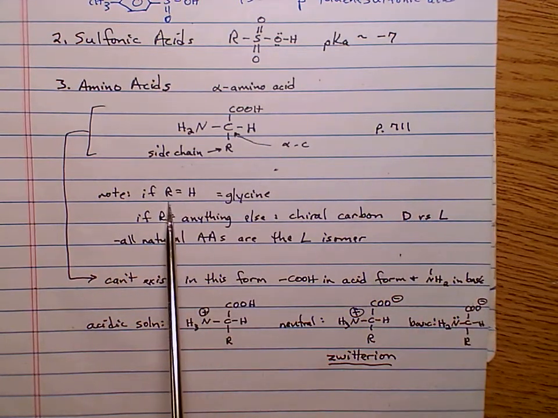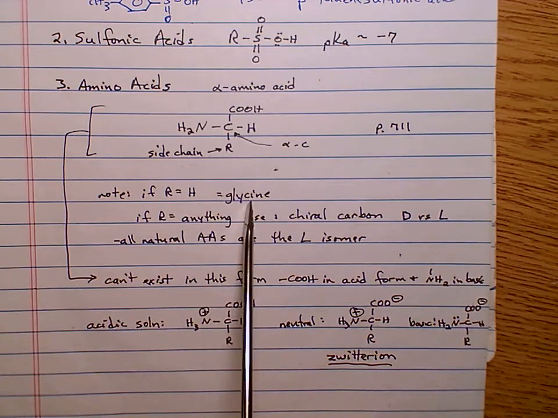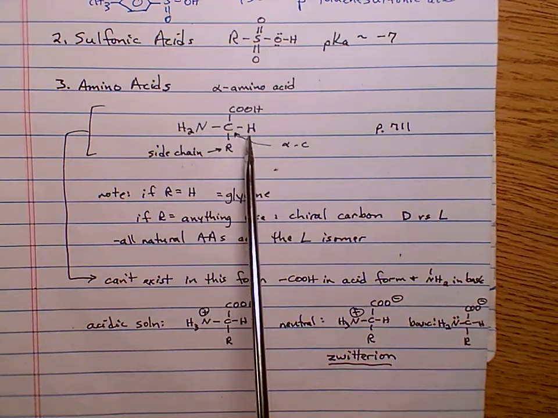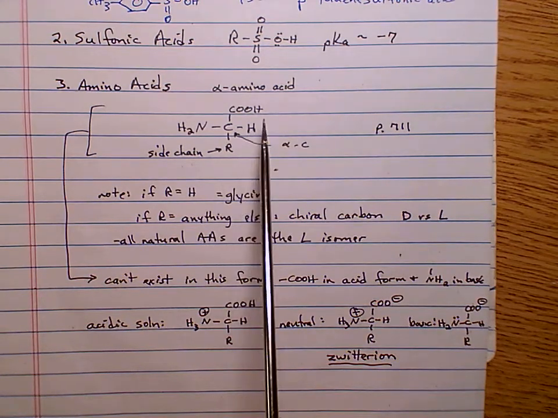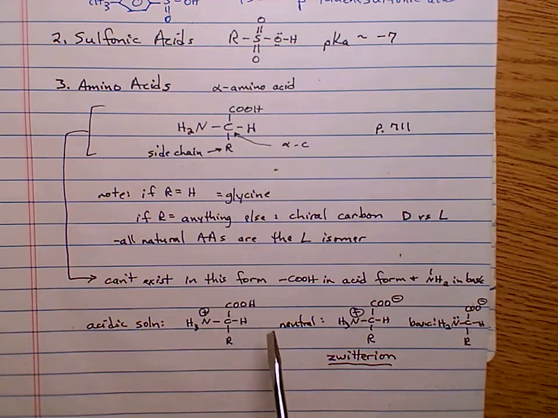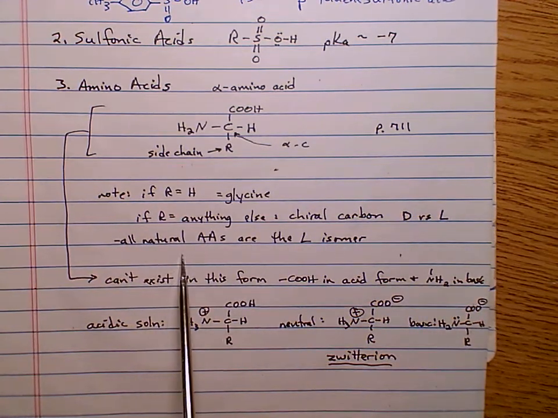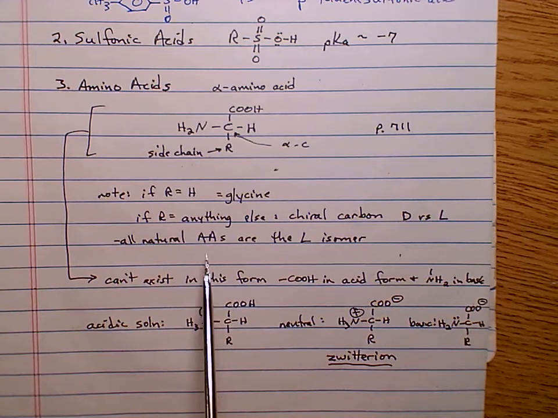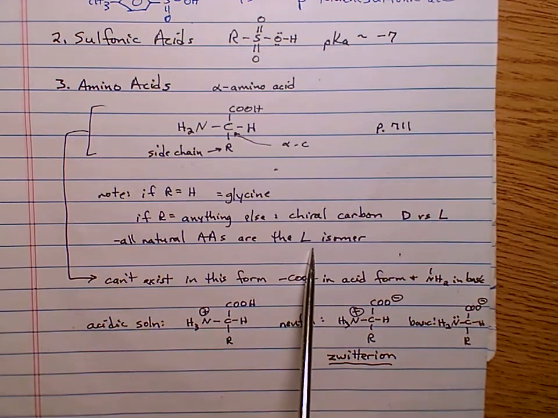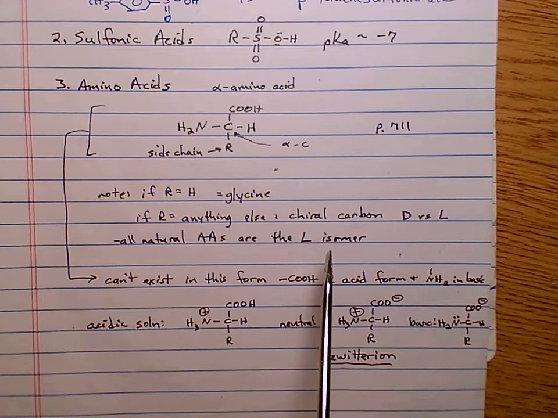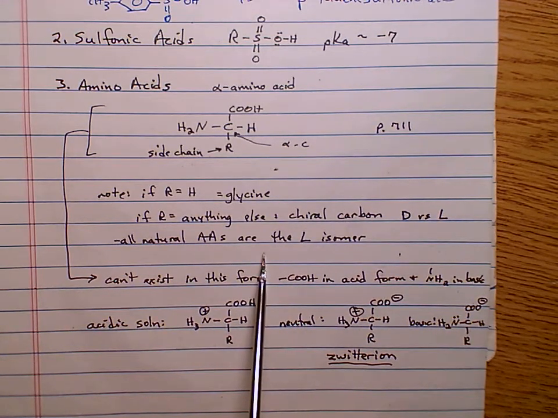And if our R here is an H, it's glycine, and it is not a chiral carbon. But note, if R is anything other than hydrogen, this is a chiral carbon, and you have D and L isomers. Something to realize, all natural amino acids, every amino acid in your body, other than glycine, is the L isomer. Every amino acid in your body rotates plane polarized light to the left. Another way of saying it is life rotates left-handed.